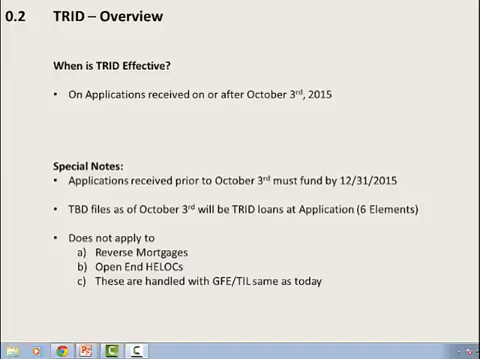First, any loans with the GFE application prior to October 3rd must fund by December 31st, 2015. Also, any loans you are working with as TBDs will either be RESPA 2010 or TRID loans based on the application date. That is, if you have been working with a borrower since August and they find a property on October 10th, that will become a TRID loan. Lastly, TRID does not apply to reverse mortgages and HELOCs. These loan types will continue to use the RESPA 2010 GFE and TIL.